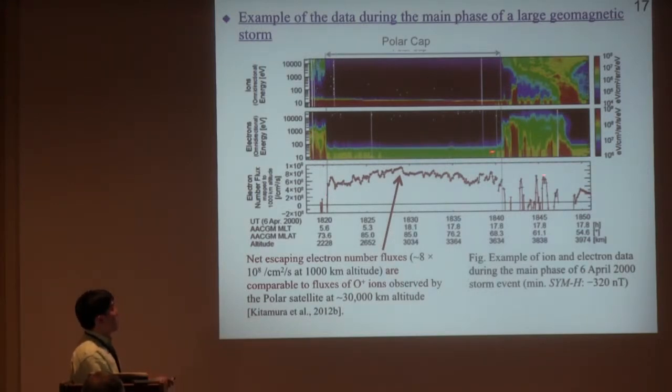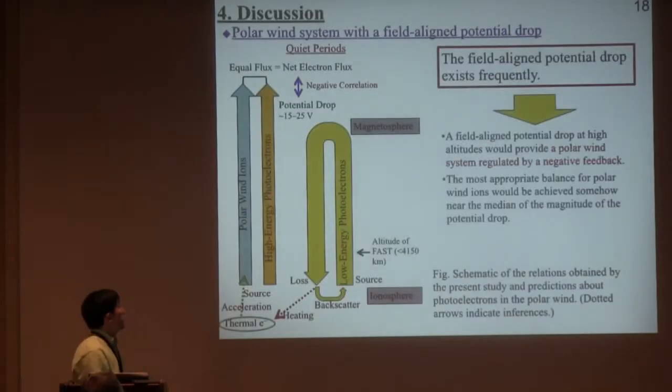This panel shows the net escaping electron number flux. The net escaping electron number flux is about 8 times 10 to the 8th at 1,000 kilometer altitude. That is comparable to fluxes observed by the Polar satellite almost simultaneously at about 30,000 kilometer altitude. In our analysis, the field-aligned potential drop exists frequently.